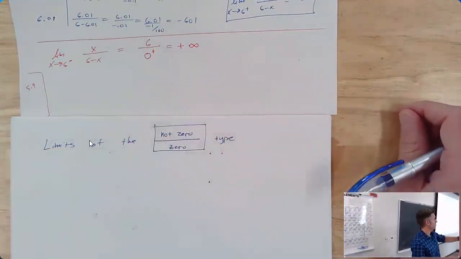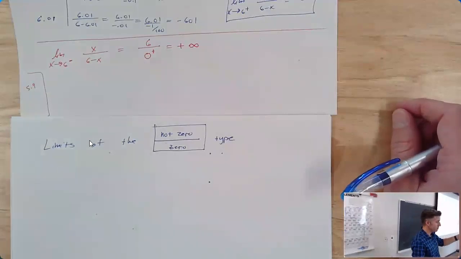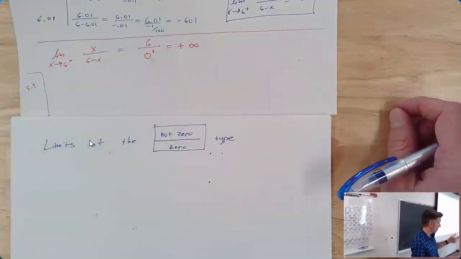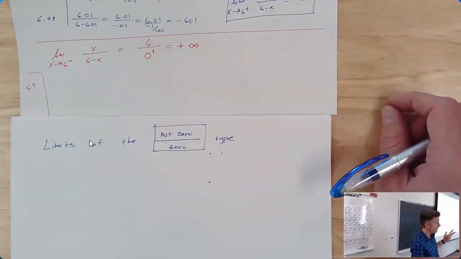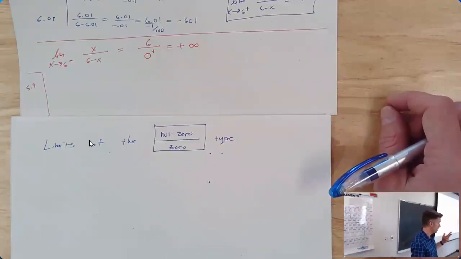Three things can happen. Thing one, the limit could be infinity. Thing two, the limit could be negative infinity. Thing three, if it's a two-sided limit, the limit could not exist.